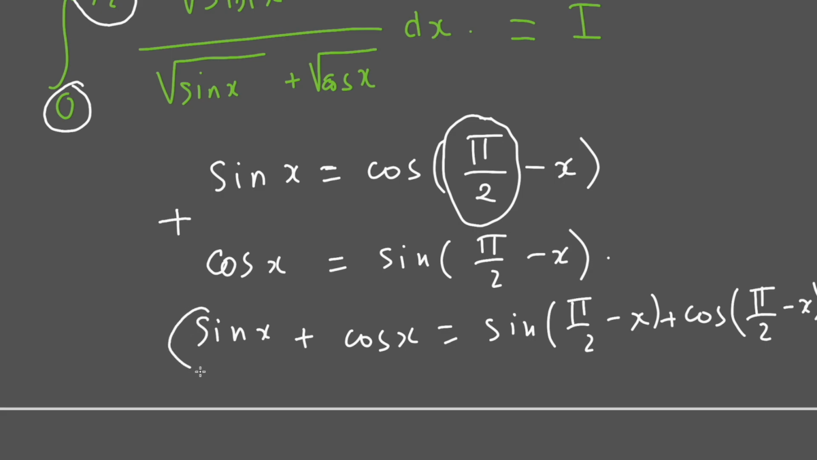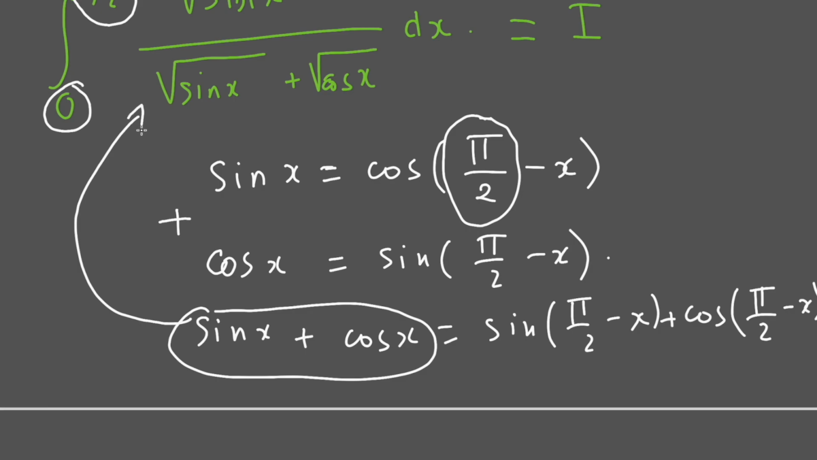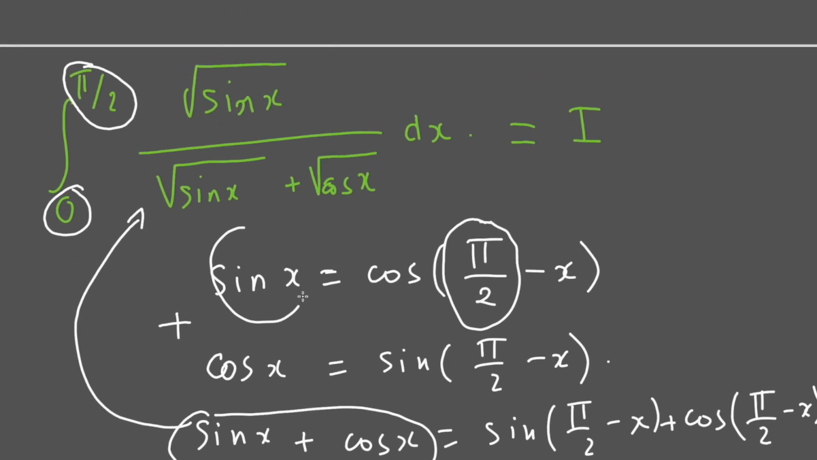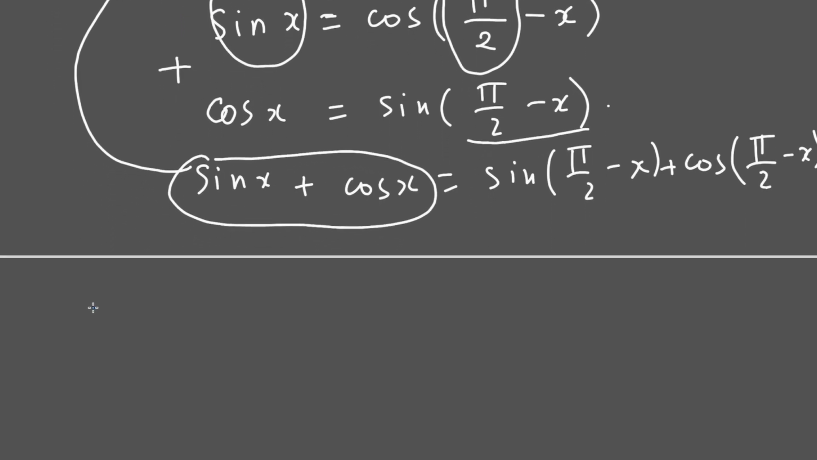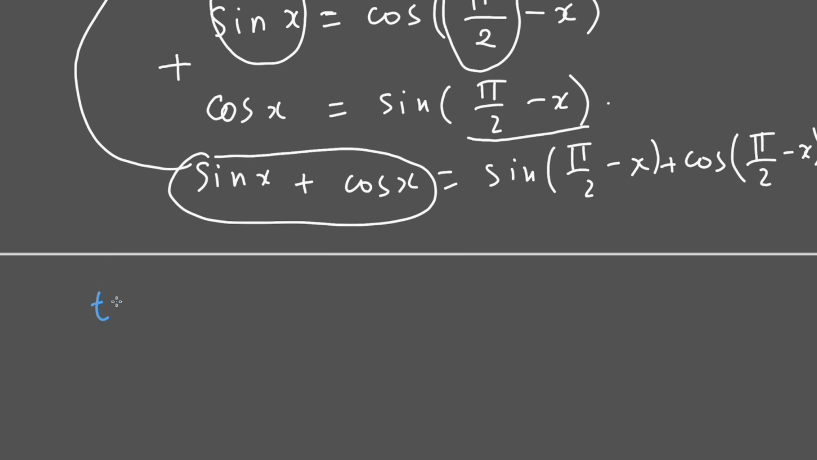Then we have something nearly the same as the denominator, and this is about the numerator. So then we think about a substitution variable. This is how we think about a substitution variable. We put t equal to pi over 2 minus x.